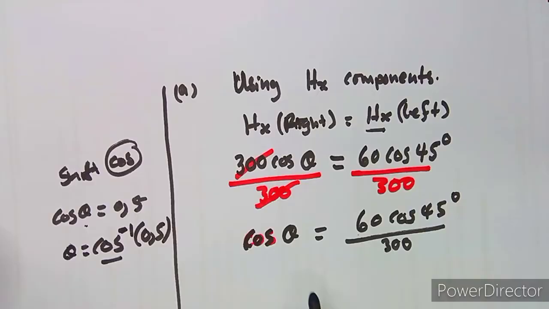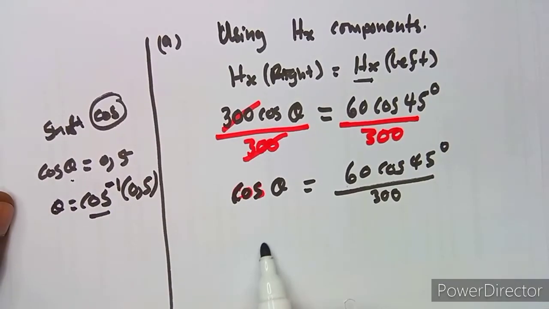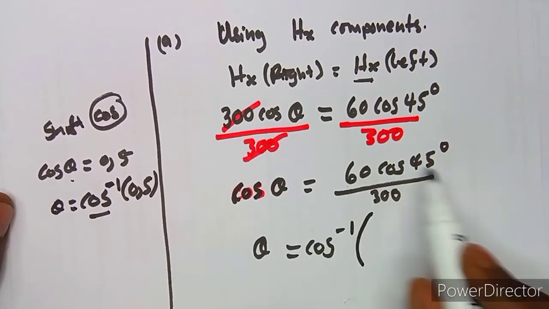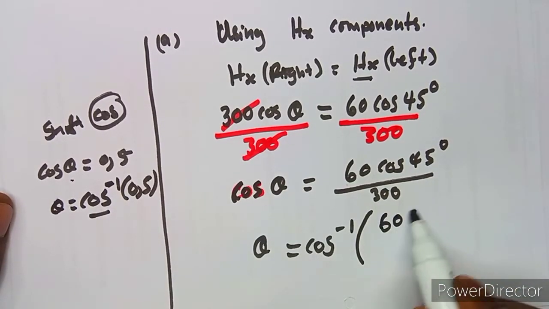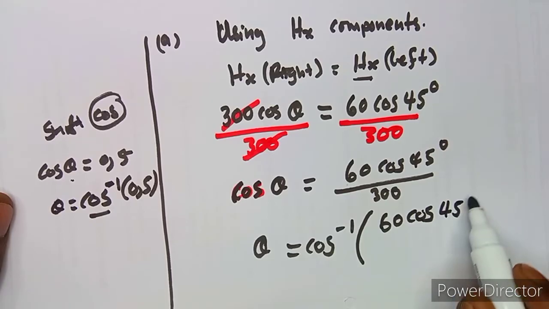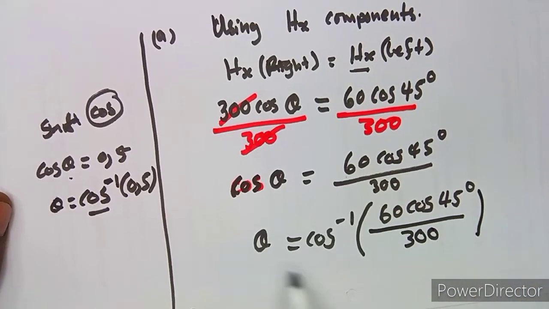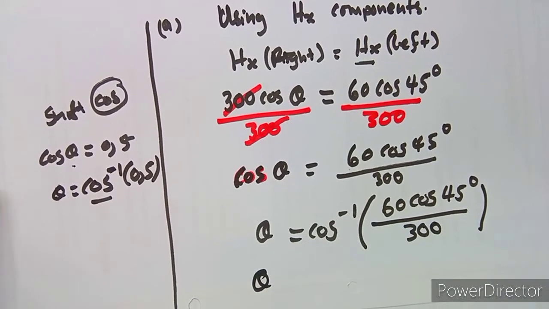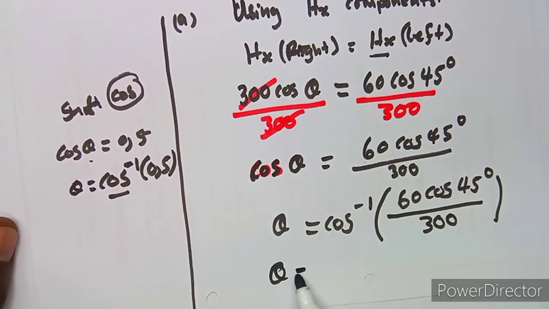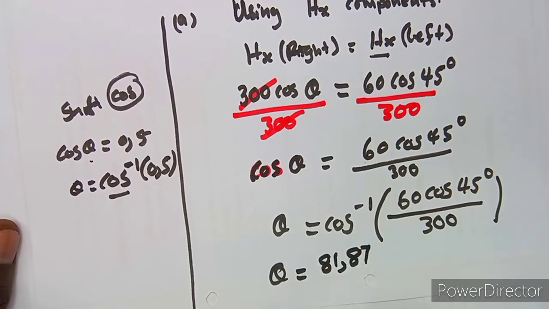So here, in order for us to remain with theta, we are going to have it as arc cos of whatever you have here, which is 60 cos 45 degrees over 300. This is going to be our theta in degrees. So guys, from your calculator, you're going to obtain something like 81.87.